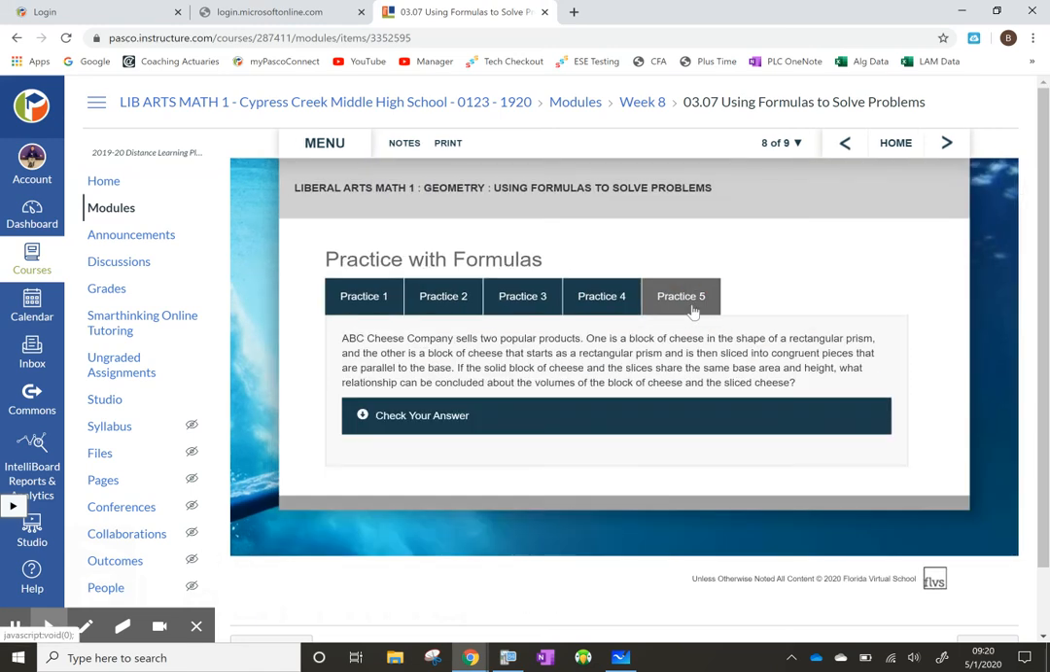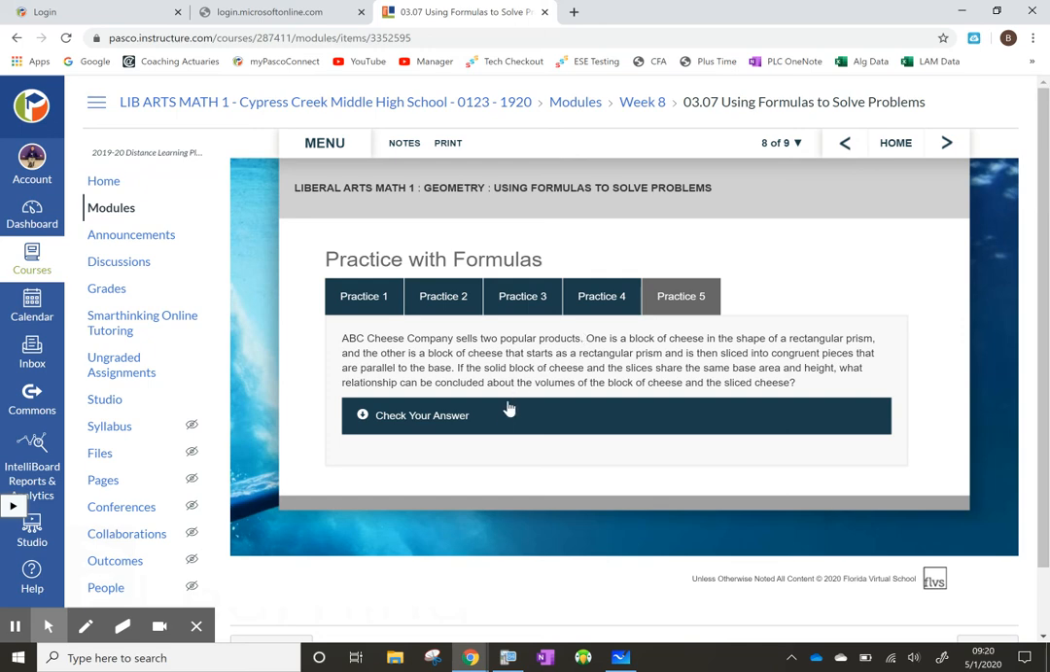So that was a good one to do. And then one more. ABC Cheese Company sells 2 popular products. One is a block of cheese in the shape of a rectangular prism, and the other is a block of cheese that starts as a rectangular prism and then is sliced into congruent pieces that are parallel to the base. If the solid block of cheese and the slices share the same base area and height, what relationship can be concluded about the volumes of the block of cheese and the sliced cheese?